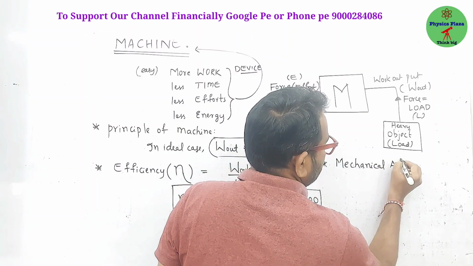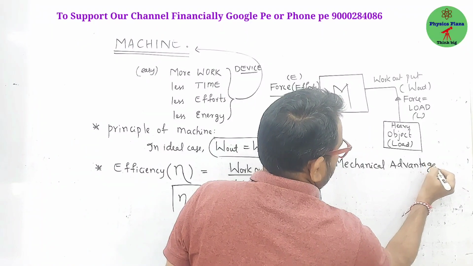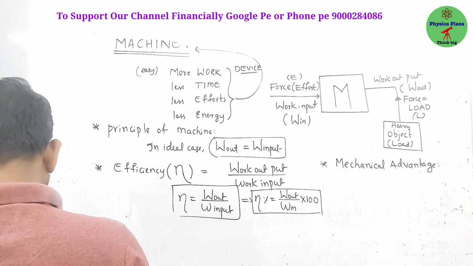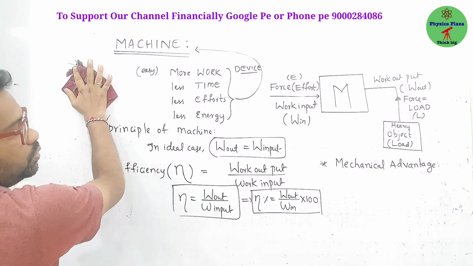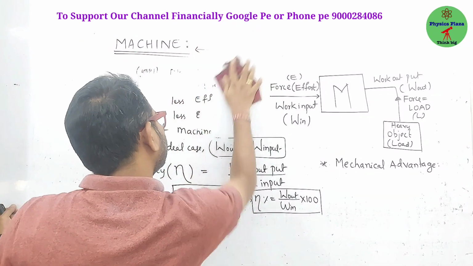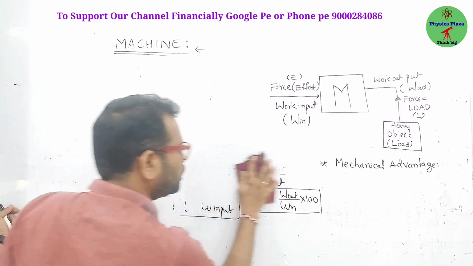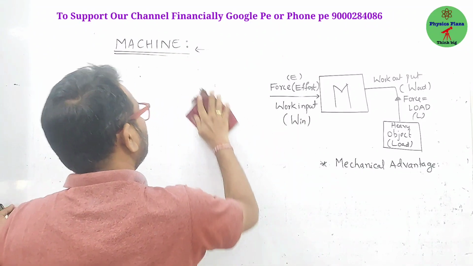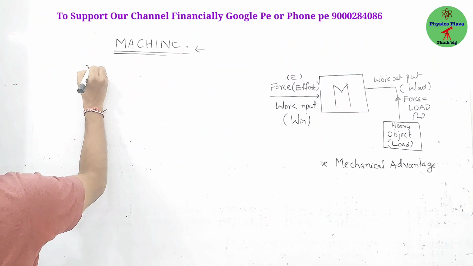Mechanical advantage. I think I need a space to explain in detail about mechanical advantage. Children, can I erase this part? 3, 2, 1. Okay, yeah. Because in the textbook, for mechanical advantage, it is given less than 1, greater than 1, equal to 1. Some students are not understanding, so I want to give you a detailed explanation for that. So let me take this space.